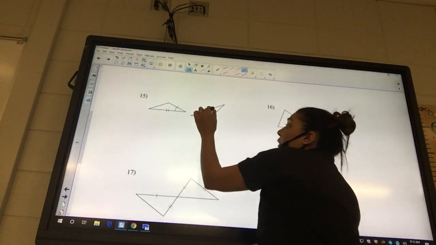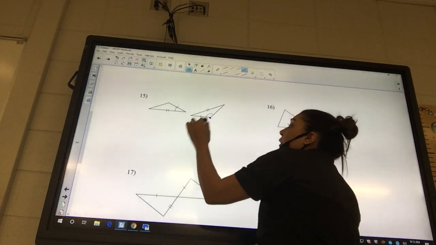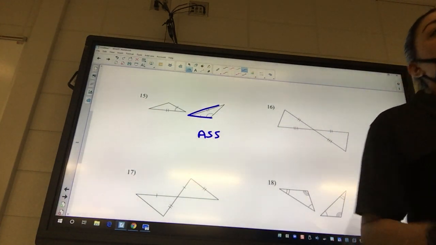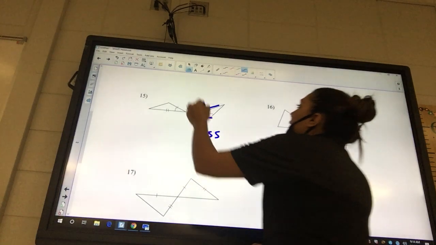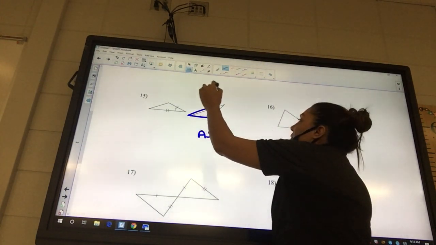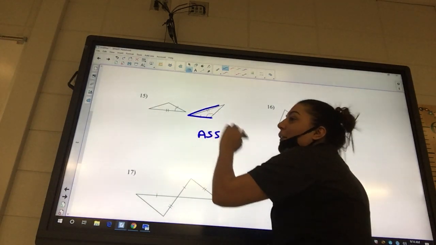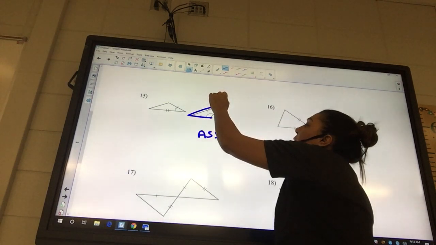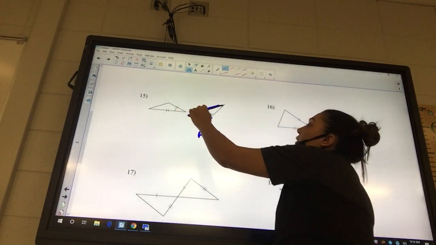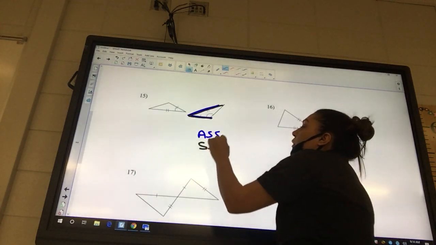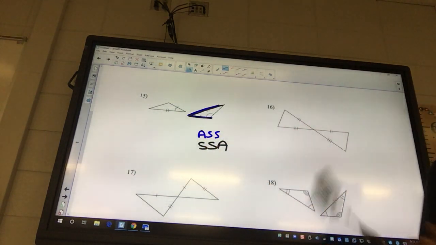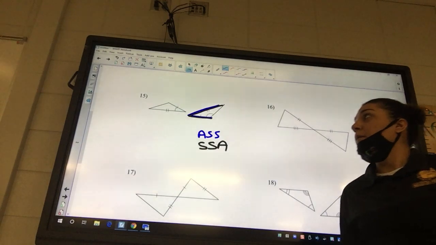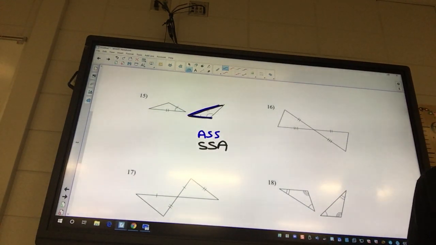Okay, and so let's see how the order is gonna work. Well, if I start here, I'm at an angle, side, side, okay? Does that work? So ASS doesn't work. Okay, so what about if we do it this way? I'm gonna have side, side, angle. Nope. Does that work? Is there an order that we could get it done? Side, angle, side. Like that.